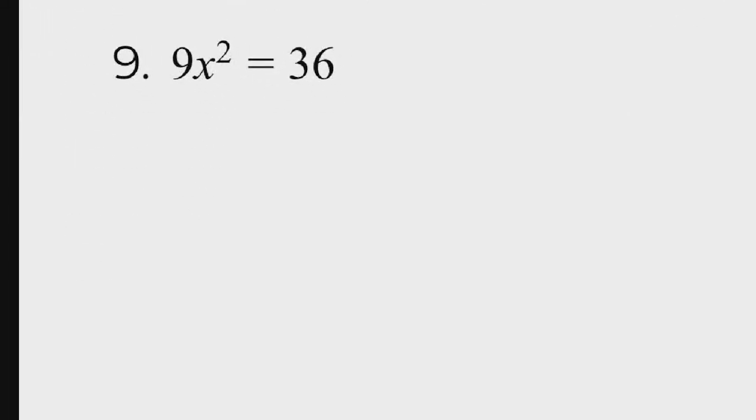So in number 9, the x is what is being squared, so we're going to divide by 9 on both sides first. We get x squared equals 4, and then to get rid of the squared, we're going to square root both sides, so we get x equals plus or minus 2. So anytime you square root both sides of the equation, you'll always have the plus or minus, so make sure to include that.